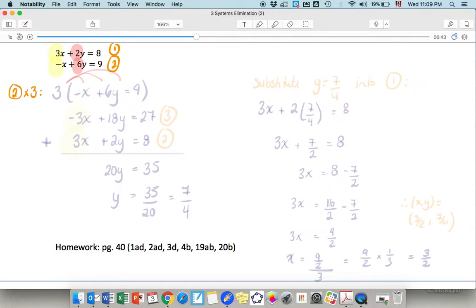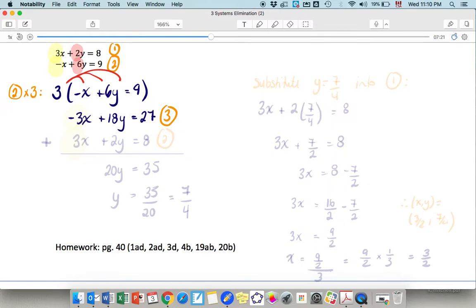Okay, so this will look like 3 times negative x plus 6y equals 9. And just be careful here. Remember that if I'm multiplying an equation by some factor, I have to multiply each term by that factor. So this will turn into negative 3x plus 18y equals 27. All right, I keep going. So here is now my third equation I've created by manipulating equation 2.